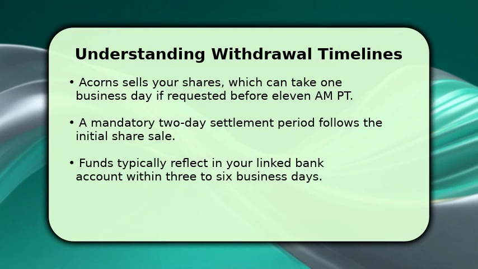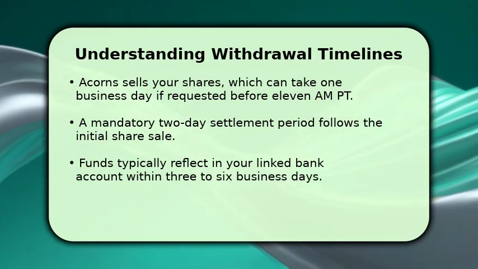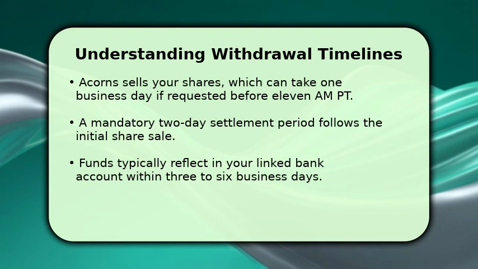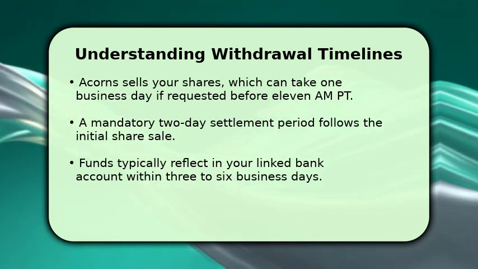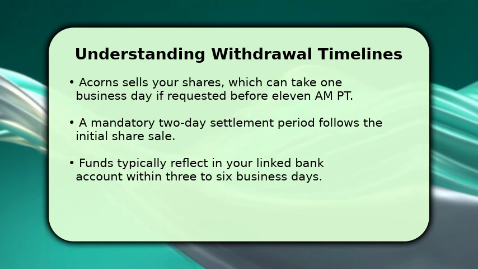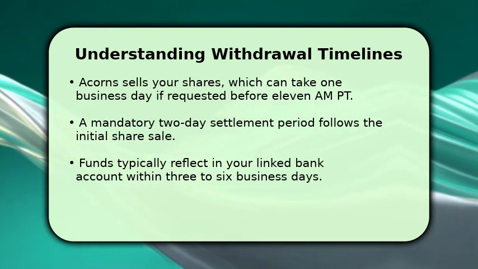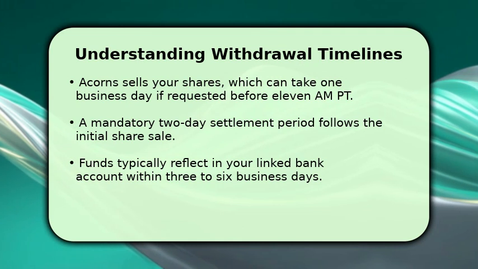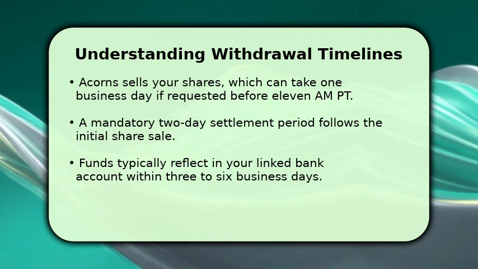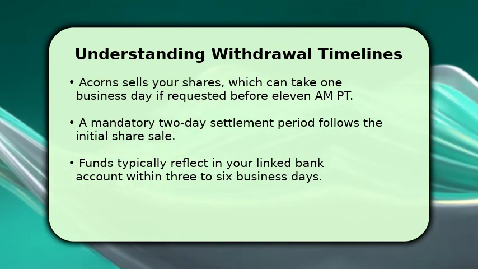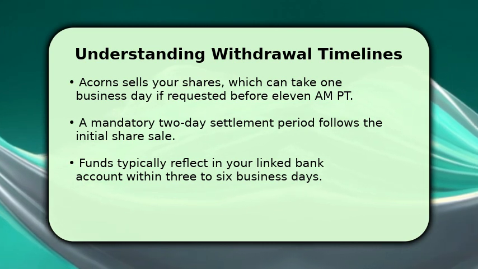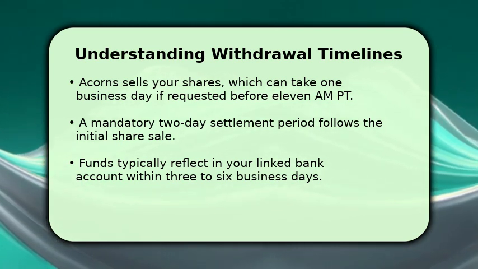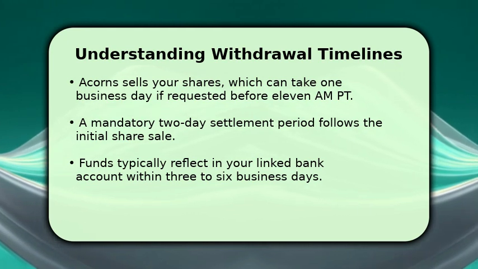After you confirm your withdrawal request, Acorns will sell your shares. If you submit your request before 11 a.m. Pacific Time on a market open day, this sell order is usually processed the same day. Following the sale, there's a mandatory 2-day settlement period due to federal regulations. After these steps, your funds typically take about 3 to 6 business days to be fully reflected in your linked bank account. Patience is key during this process.